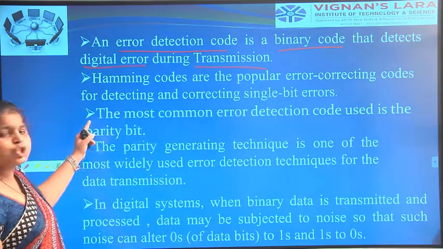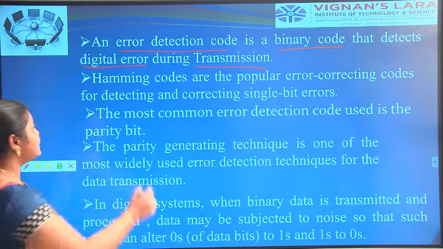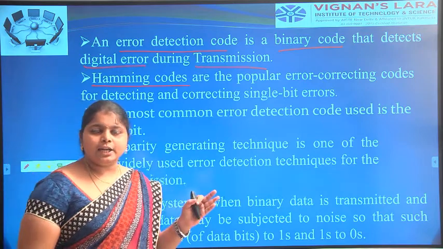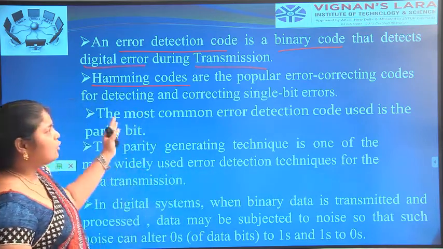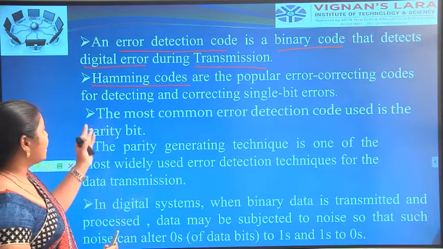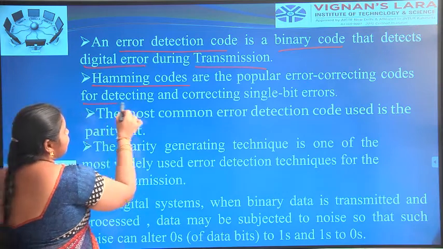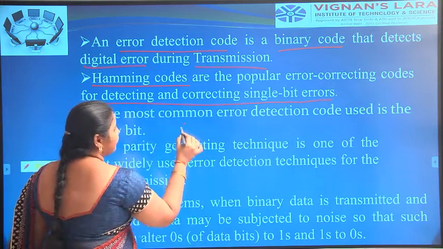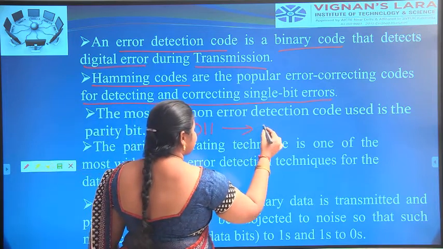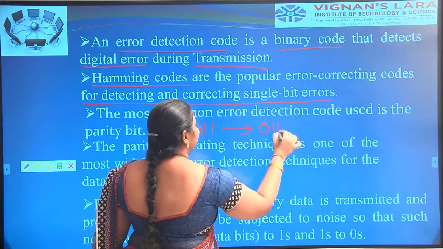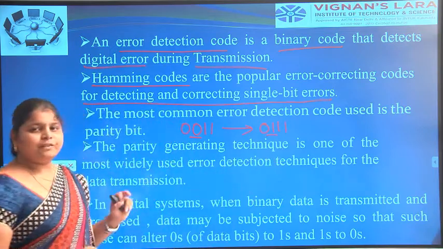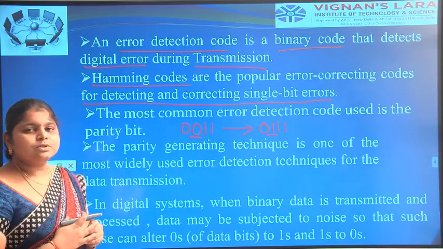Here the most popular error detection and error correction code is the Hamming code. We use it to correct the information from sender to receiver, for detecting and correcting a single bit error. Single bit error means, for example, we take 0011, and on the receiver side the message is received as 0111. Here the error has occurred: 0 is replaced by 1. This is a single bit error. This is known as error detection.